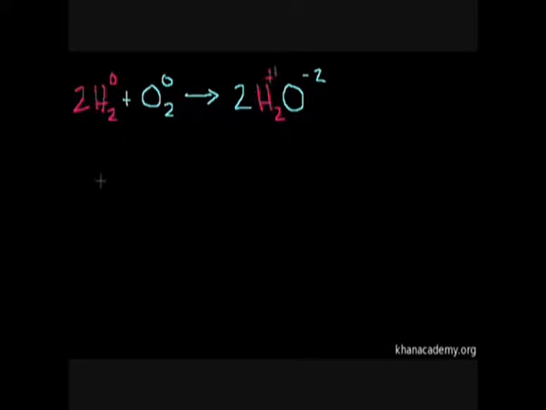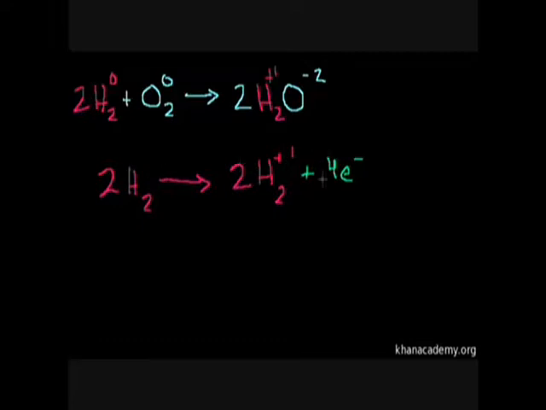So let's write the half reactions. We have 2 H2s, or we could have written 4 hydrogens, either way, that are just happy as they are in a neutral state. They turn into 4 hydrogen atoms with a +1 oxidation state. So they must have each given away 1 electron. Now, how many total hydrogens are there? There are 4. So we must have given away 4 electrons, plus 4 electrons. So this is a half reaction for hydrogen.